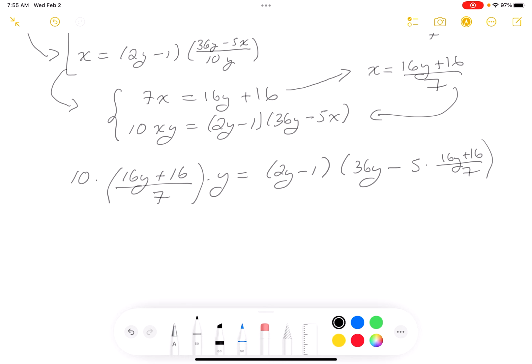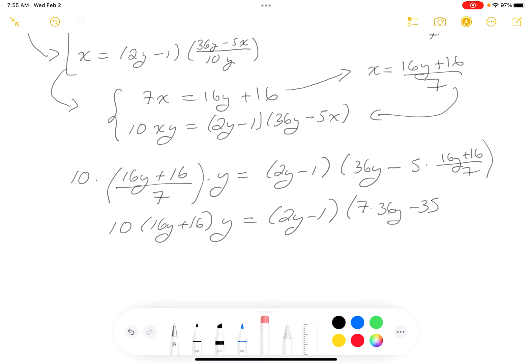All right? So I'm looking at it. I'm going to proceed forward, of course. And what I'm going to do is multiply both sides by 7. Let's do that. 10, 16y plus 16y, 2y minus 1. And as I said, I'm going to multiply by 7, right? Now 7 times 36 minus 35. Oh, I'm sorry. I misspoke there. Let me go backwards. Daydreaming again.